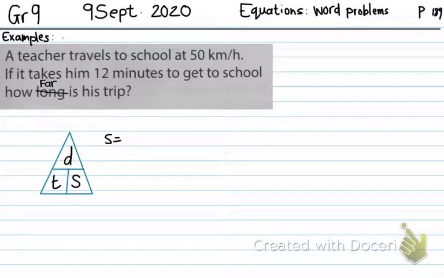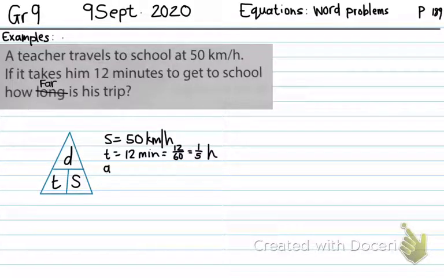Okay, so let's first write down what we have. The speed is 50 kilometers per hour. The time is 12 minutes. But I have to take that to hours because we are working with kilometers per hour. So let's take 12 minutes to hours. 12 out of 60 minutes is 1/5 of an hour.